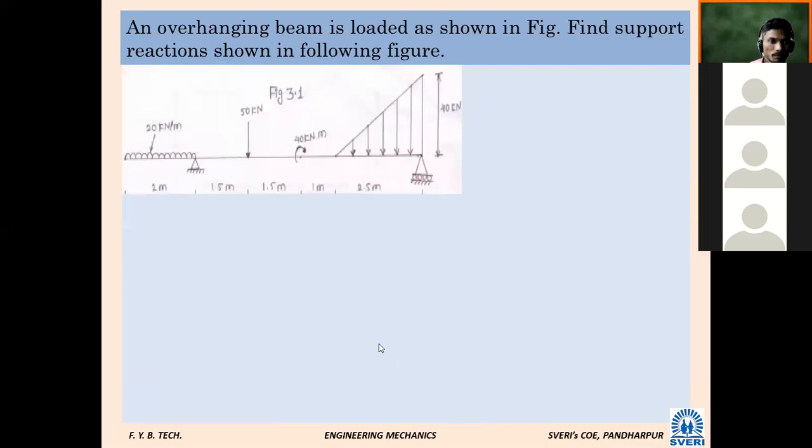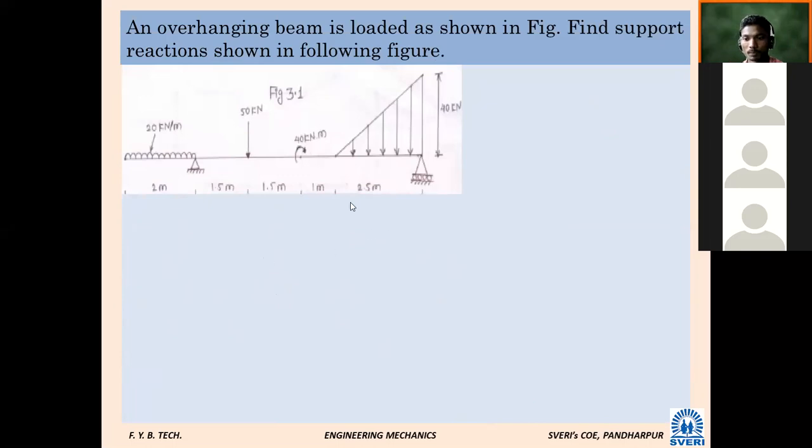Let us see this problem. Second last problem from beam, from a university exam. If you are able to solve this problem, for the remaining problem I will give one problem for homework. Beam problems we will complete them.